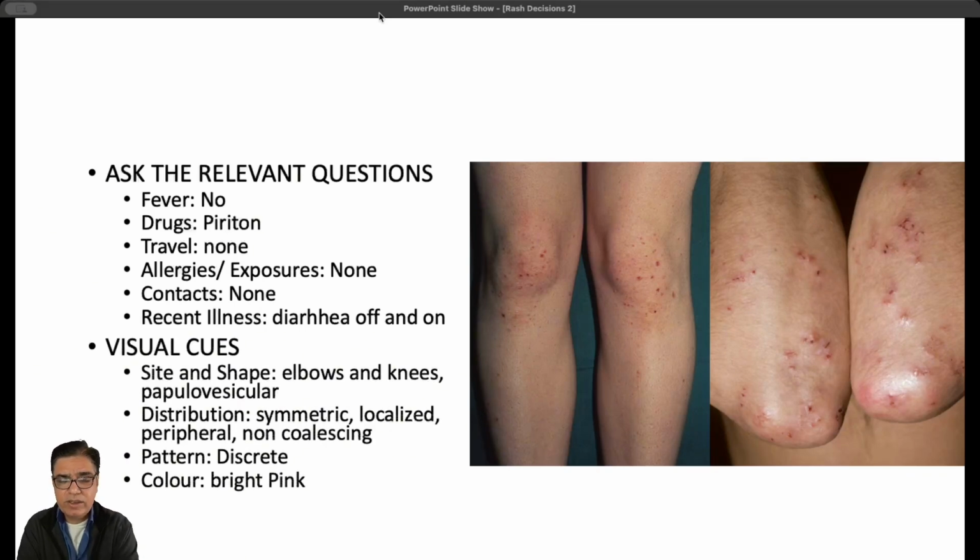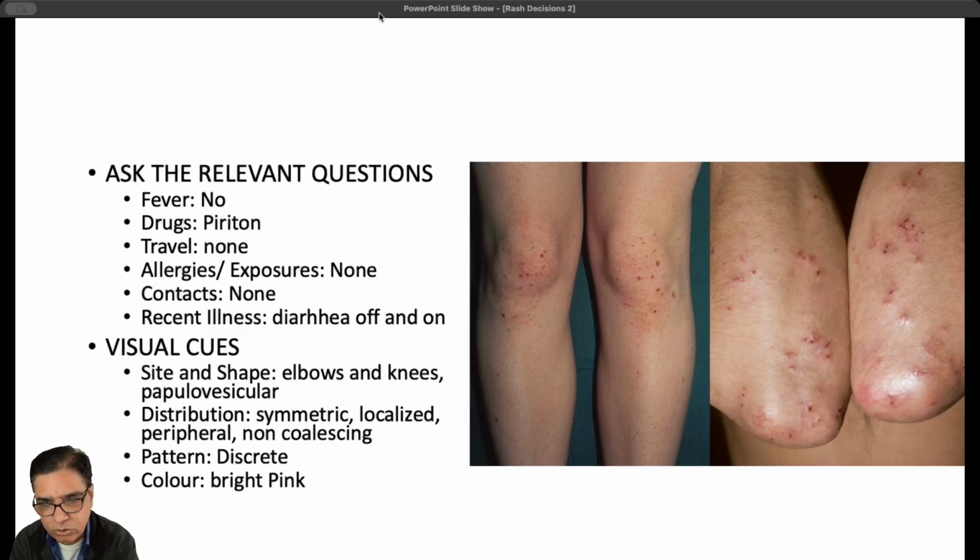When you look at the rash and describe it, it's predominantly present on the elbows and knees. It looks like it's papulovesicular in nature with a few scratch marks as well. Distribution is symmetric because it's present on both sides. It's localized because you can see it's present only on the elbows and on the knees. Peripheral because it's not present on the abdomen, on the back, or on the buttocks. It's a discrete rash and the color is bright pink. Now this type of rash, an itchy localized papulovesicular rash predominantly on the extensor surfaces.